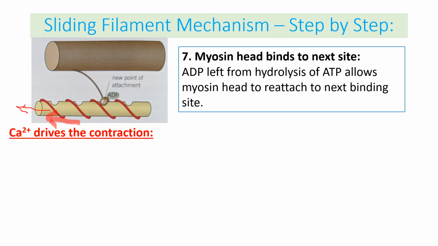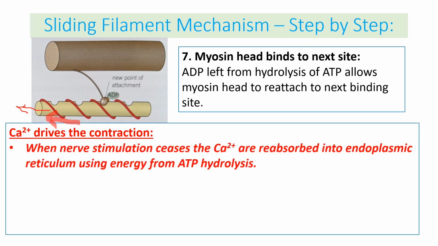Now, all of this is being driven by calcium ions. So as long as the calcium ions are there, the contraction will happen. If they aren't there, the next stage won't happen. So why does that make sense? Well, when the nerve stimulation ceases, when the motor neuron has no more action potential, the acetylcholine isn't released, and the calcium ions get reabsorbed from the cytoplasm into the endoplasmic reticulum using energy from ATP hydrolysis.